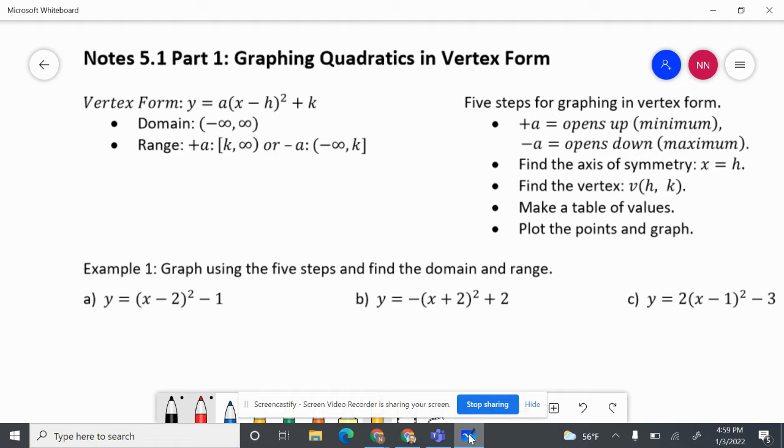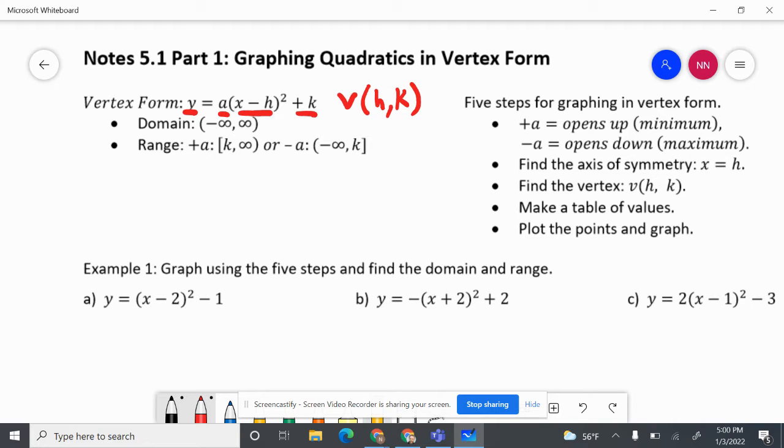What we're going to do today is we're going to be graphing quadratics in vertex form. Vertex form is y equals a, and then in parentheses, x minus h, plus k. This is a really nice form because it tells us the vertex. The vertex is our h, k value.